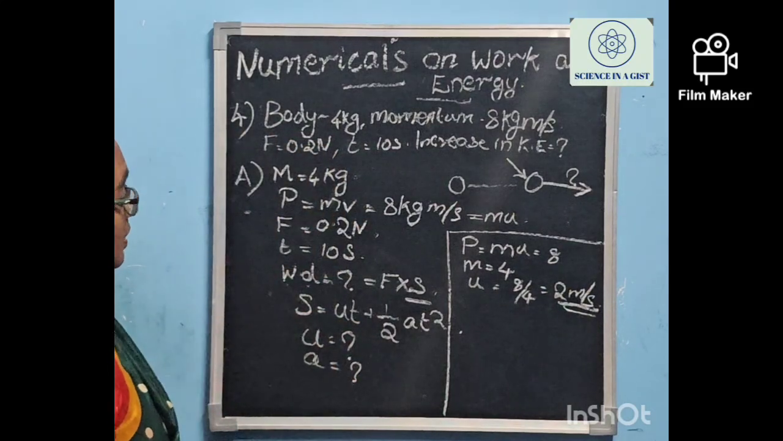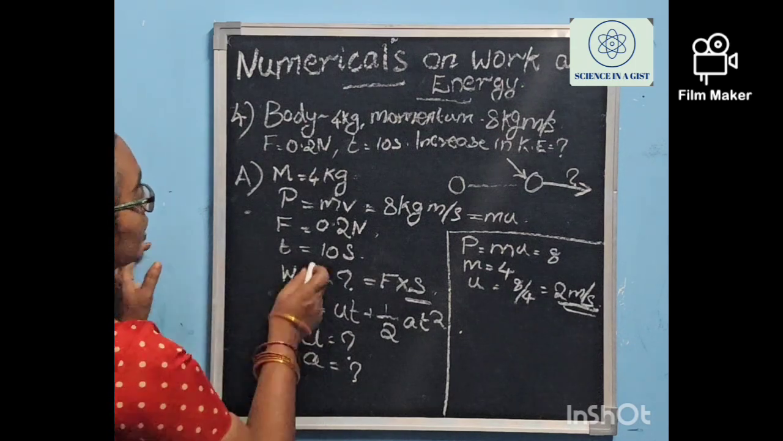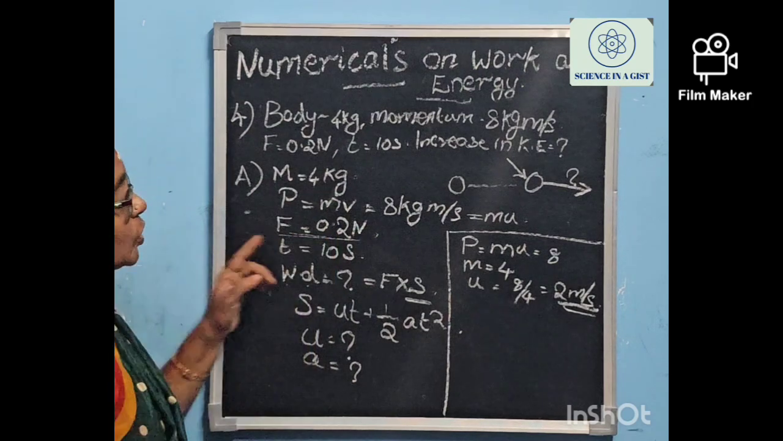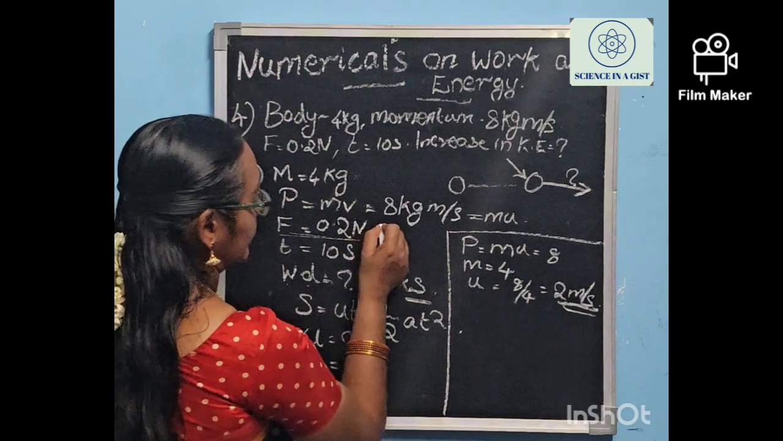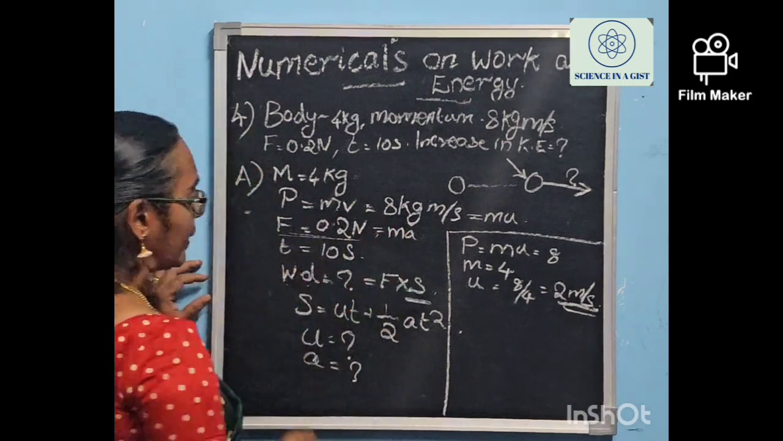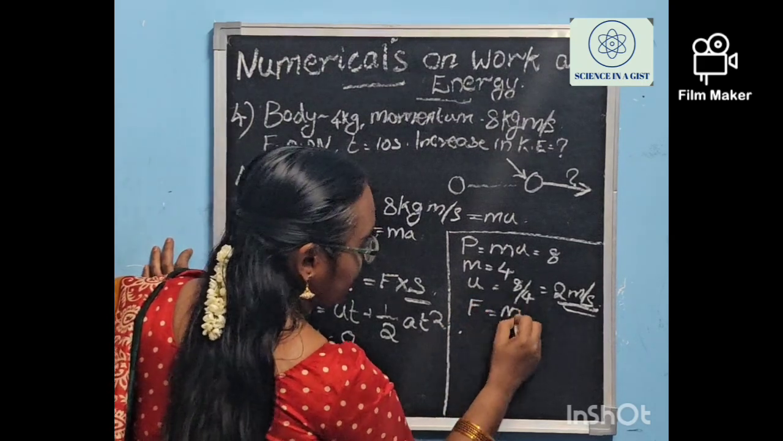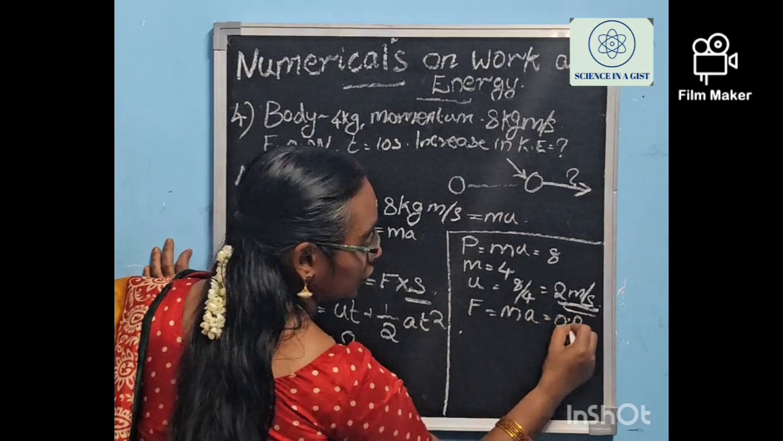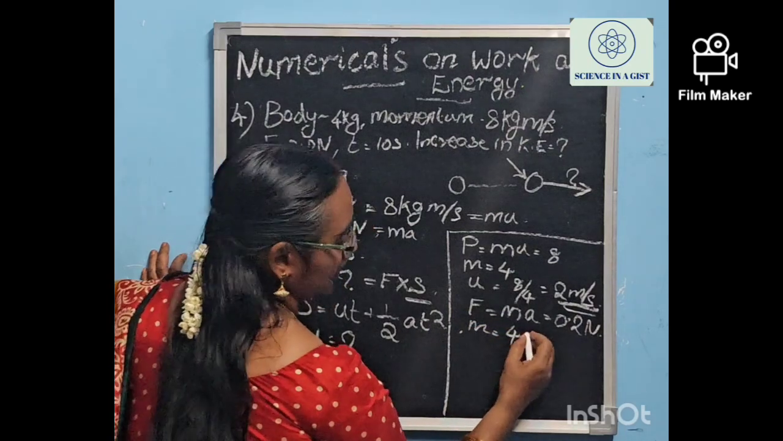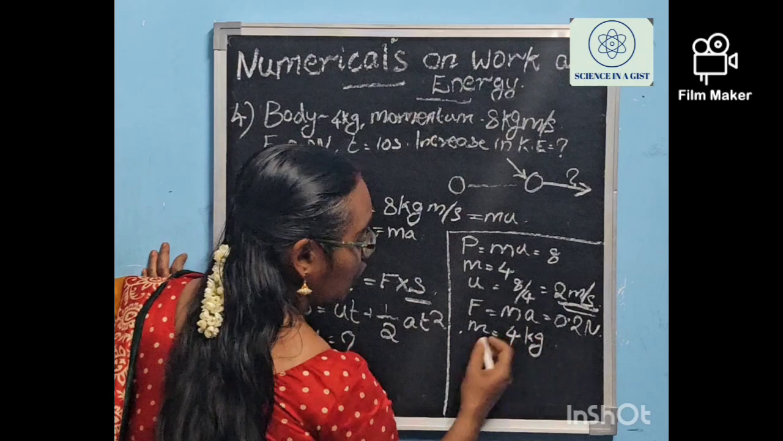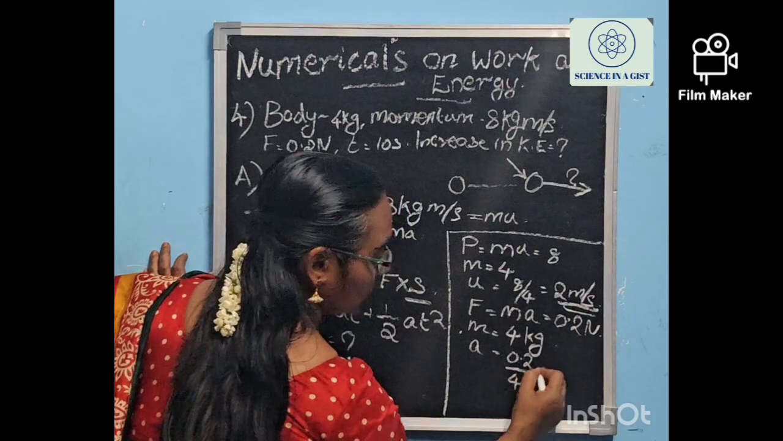Then what is the next thing? We have to find acceleration. How can we find acceleration? For that also F is given. F is equal to 0.2 Newton. What is the formula for F? F is equal to ma, isn't it? Apply the formula. F is equal to ma is equal to 0.2 Newton. Here m is equal to 4 kilogram, isn't it? So what is a? That's equal to 0.2 divided by 4 is equal to what?